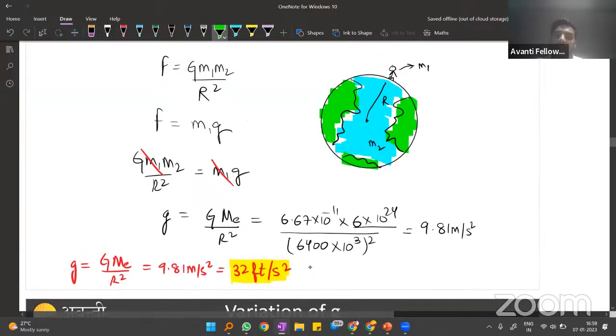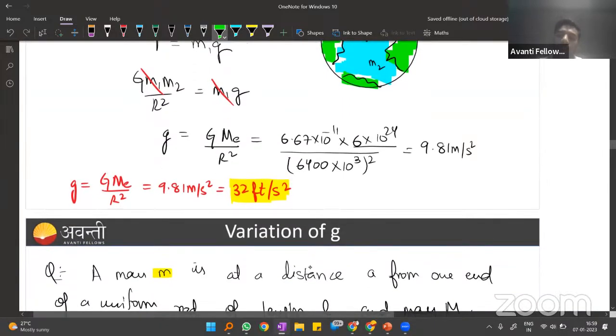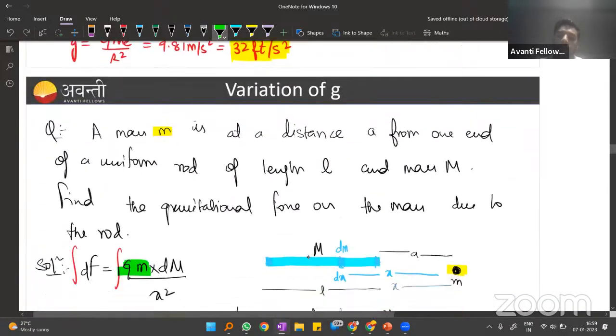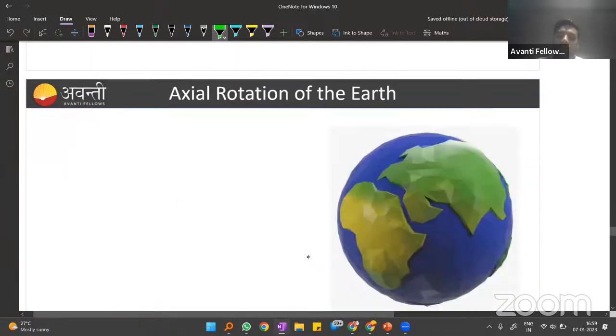Acceleration due to gravity, we calculated. Two forms we saw. One numerical form, which has two values, 9.81 meter per second square or 32 feet per second square. And the formula for it is G, mass of Earth upon radius of Earth squared. We solved this question. So that's it for today.